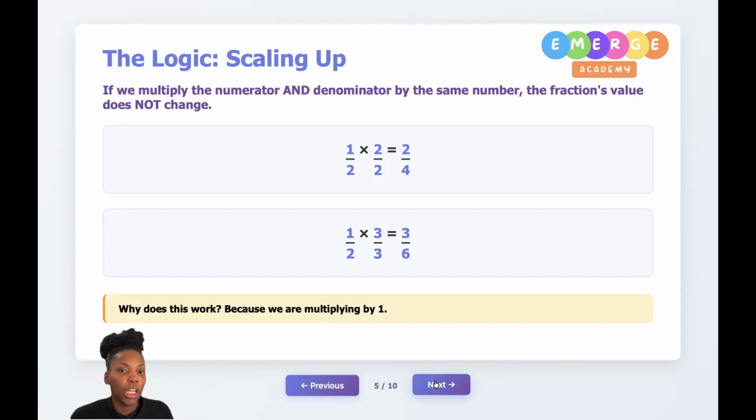So here's the logic. It's a rule that we call scaling up. If we multiply the numerator and the denominator by the same number, the fraction's value does not change. So if you can see in the first diagram, we have 1/2 times by 2/2 equals 2/4. And in the second diagram, we have 1/2 times by 3/3 equals 3/6. Why does this work? It's because we are multiplying by 1.